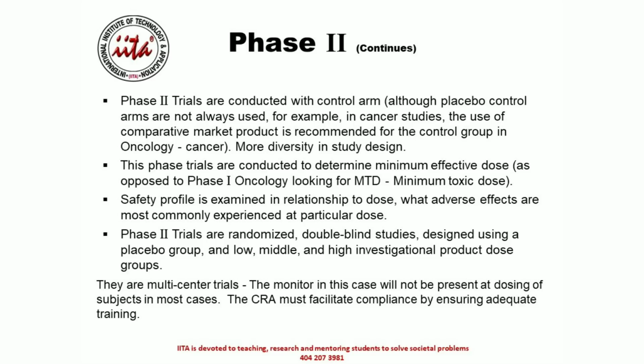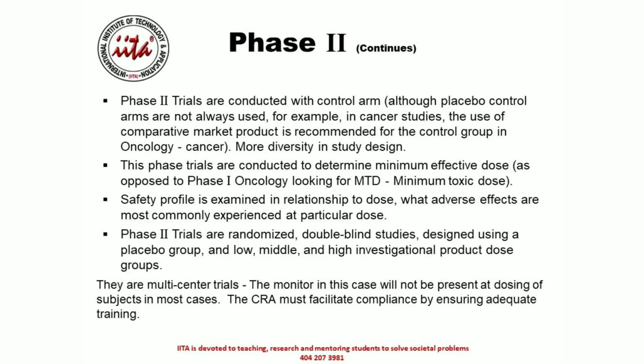Phase 2 trials are conducted with control arms, although placebo control arms are not always used. For example, in cancer studies, the use of a comparative market product is recommended for the control group in oncology. More diversity in study designs. This phase of the trials is conducted to determine the minimum effective dose. Safety profile is examined in relationship to dose. What adverse effects are more commonly experienced at a particular dose.